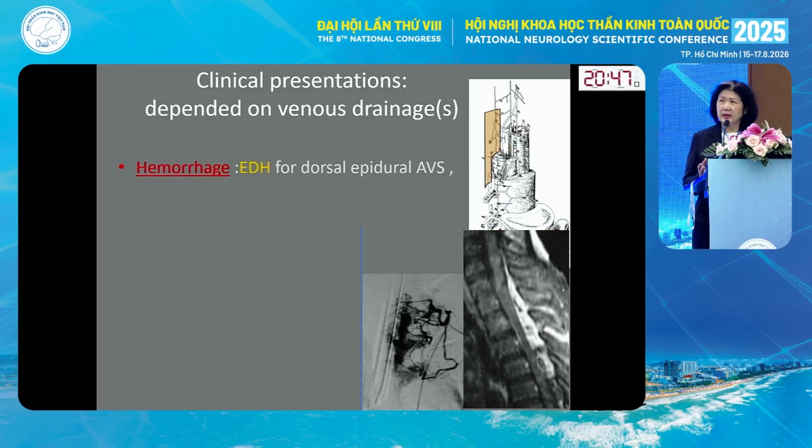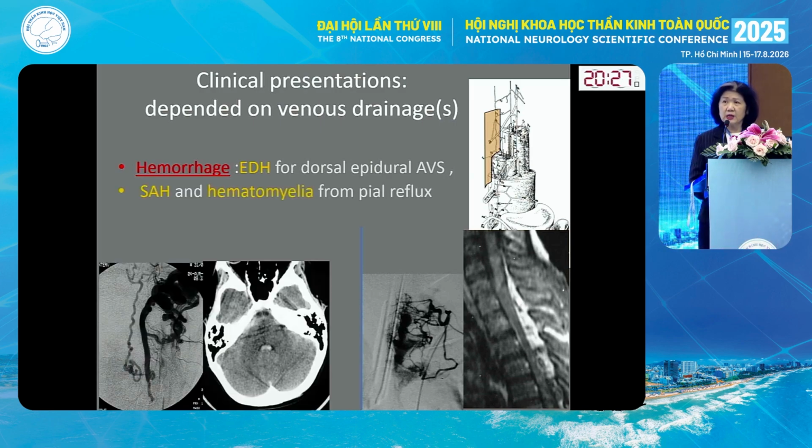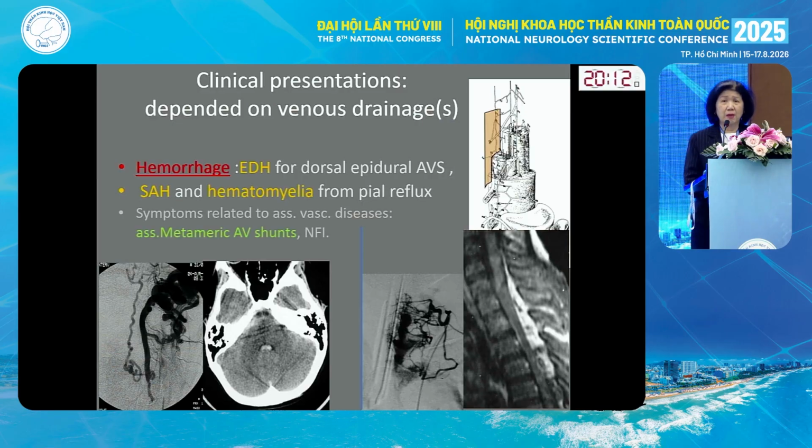In recurrent epidural hemorrhage, check whether you are facing a dorsal epidural shunt. If you have a chance to embolize or stop the shunt, you can stop the recurrent hemorrhage for the patient. And this group can present with subarachnoid hemorrhage when the shunt drains directly into intradural veins. So if you have a subarachnoid hemorrhage and you cannot find the cause in the brain, think about it.